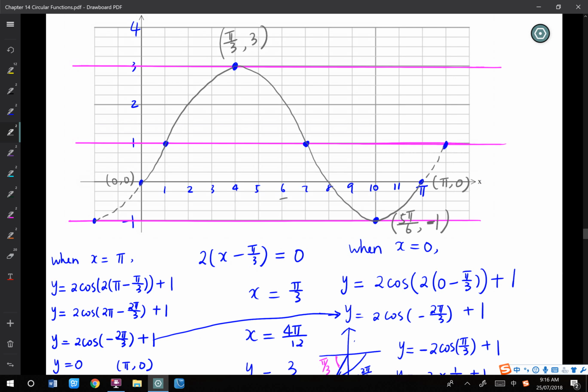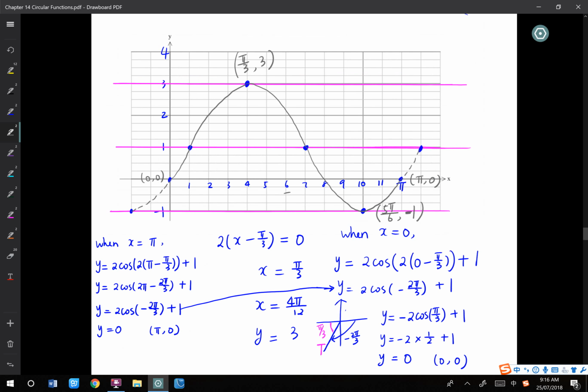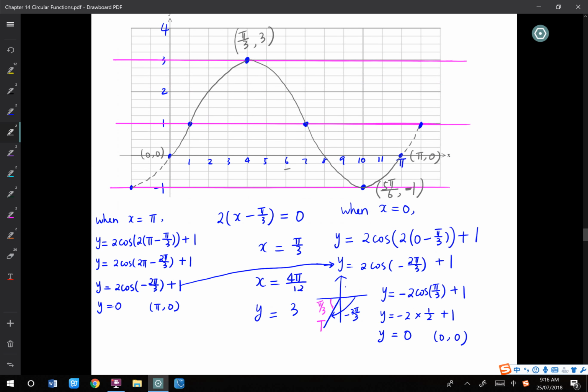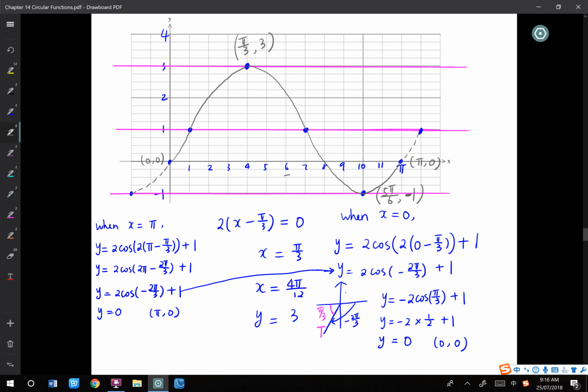Okay, that's my cosine graph. Sine and cosine do exactly the same thing, the only difference is when you decide the angles. One angle equals pi/2, the other angle equals 0. And that's all we'll do for today.